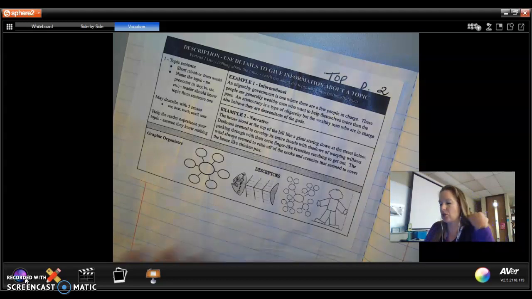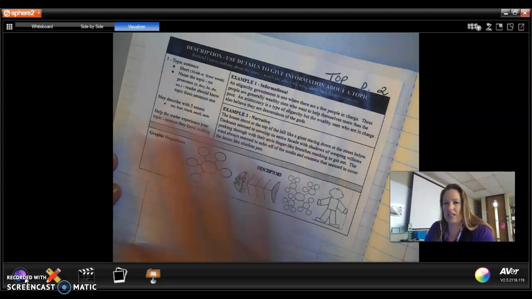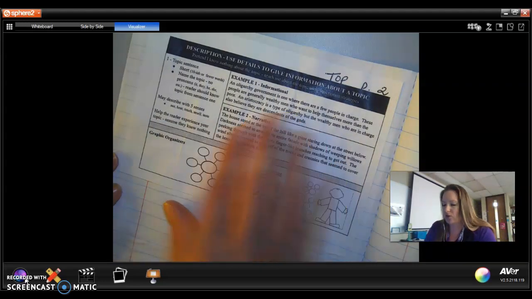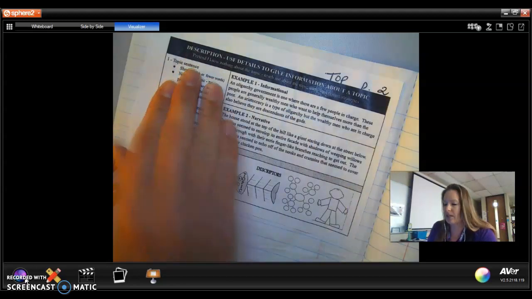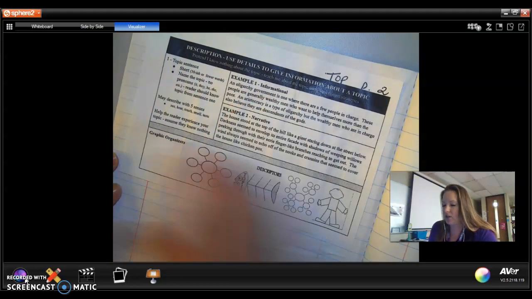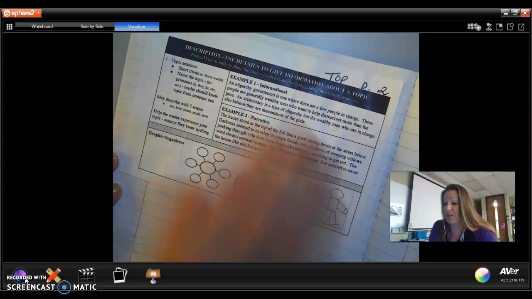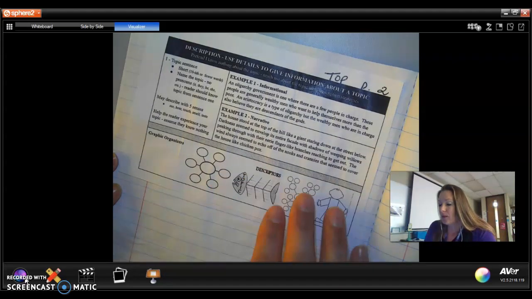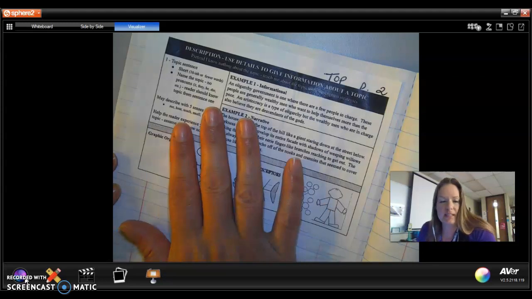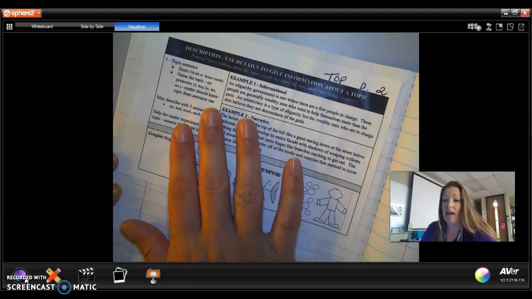You are going to look at these pages here for each of the structures. Over here tells you kind of how to do it. Here's some examples of it, and here are some possible graphic organizers that you could use while you are thinking about it. So this first one is description. This is not something that's probably new to you. You've been describing things since you were talking.